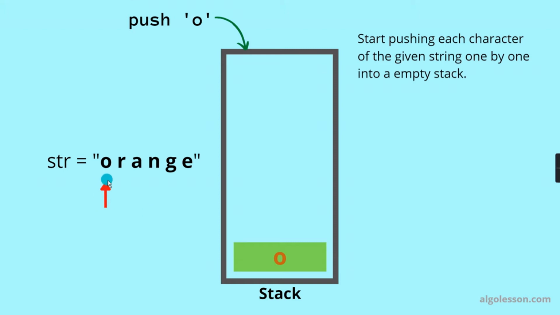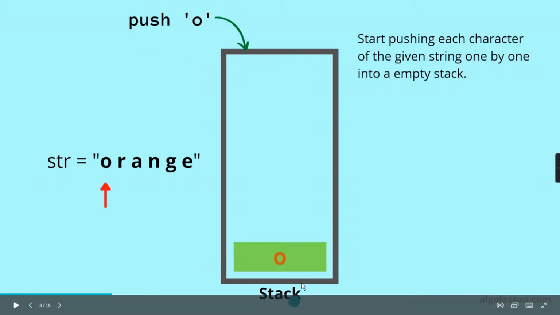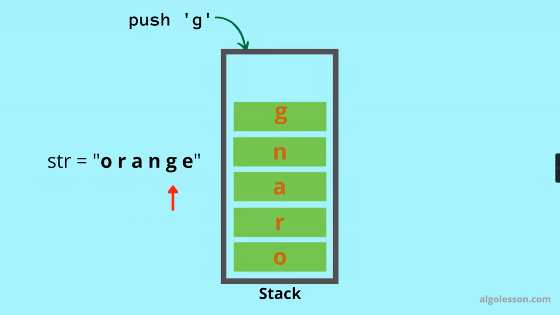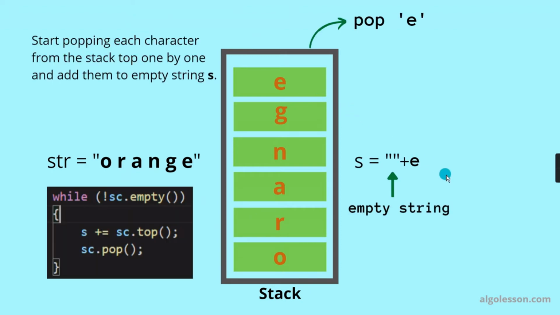First, the first character is O, so we push the character O into the given stack, and then we push R. Similarly, we push A, and then N, then G, and then E. As you can see, the last character of the given string is at the top of the stack. So now what we are going to do to reverse the string, we will create an empty string, and we will add the top character of the stack to that empty string, and then we will pop the character.